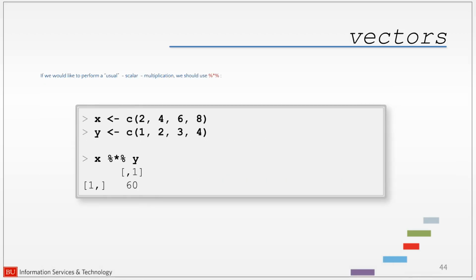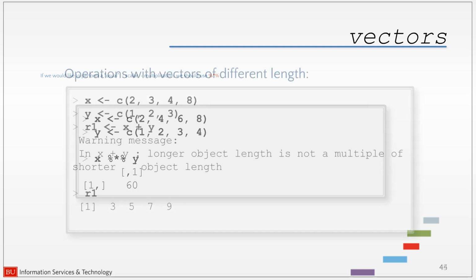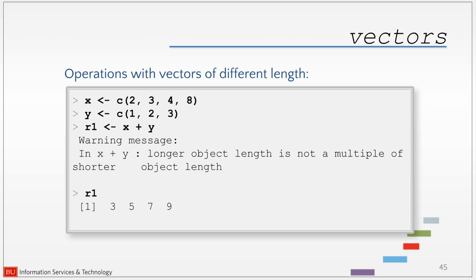When performing operations with two vectors of the same length, R performs element-by-element arithmetic operations such as addition, subtraction, multiplication, and division. To perform a usual scalar multiplication of two vectors, you should use the %*% operator, which is similar to the dot product in linear algebra.